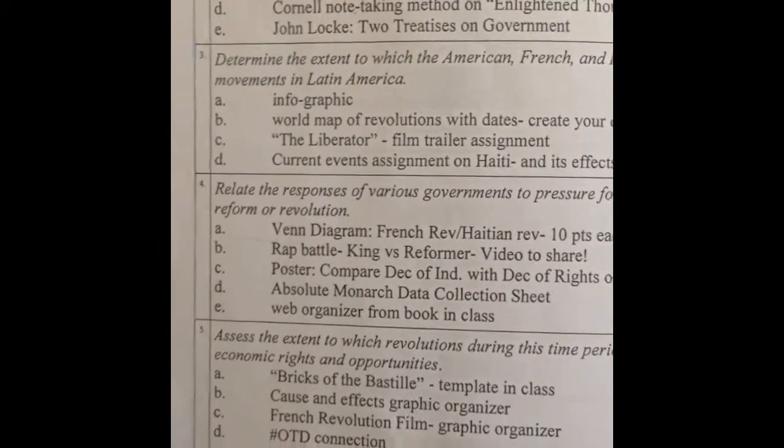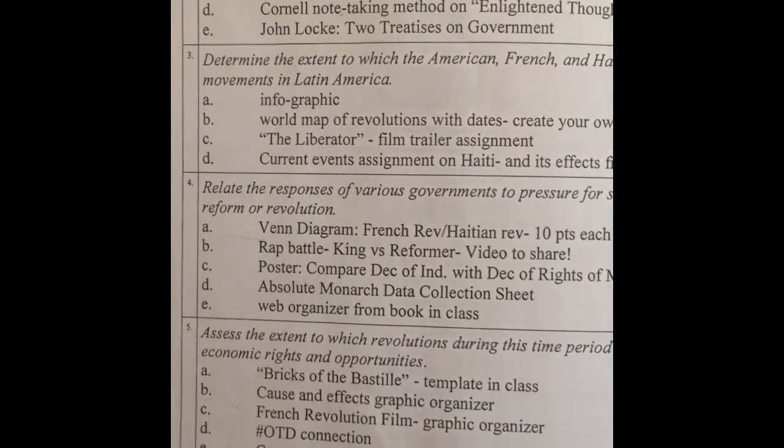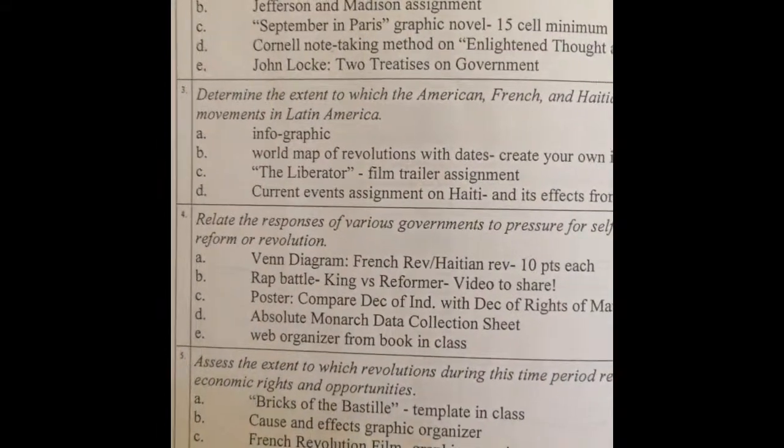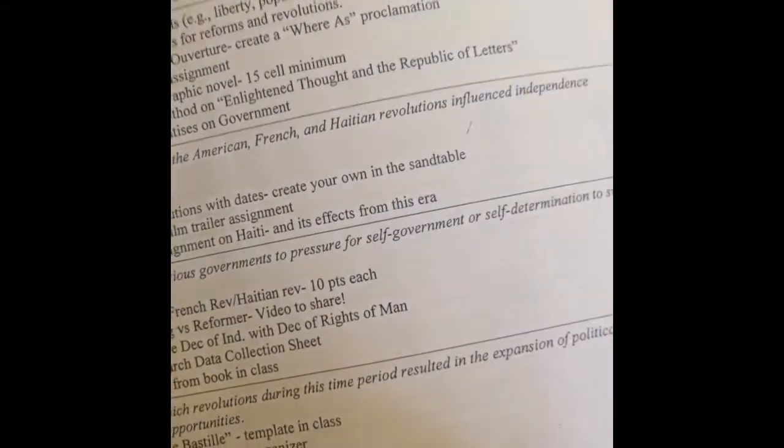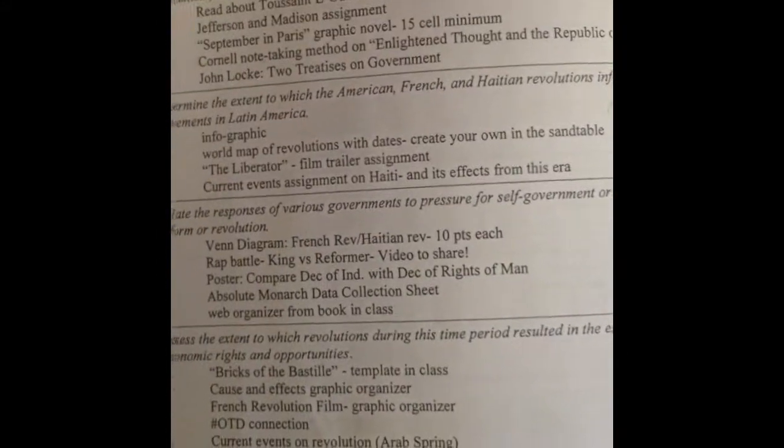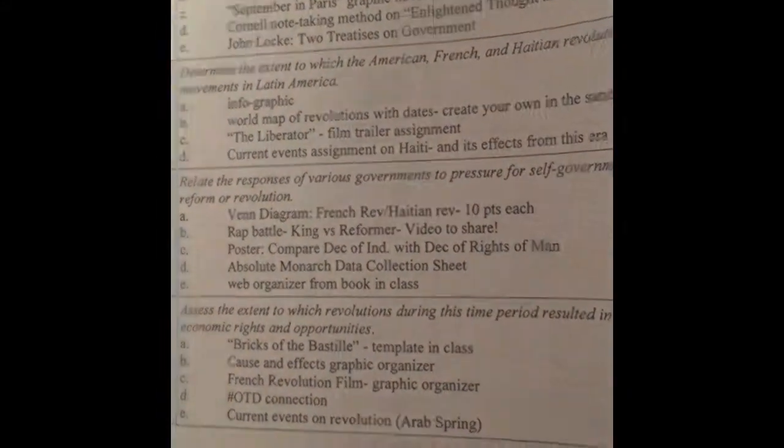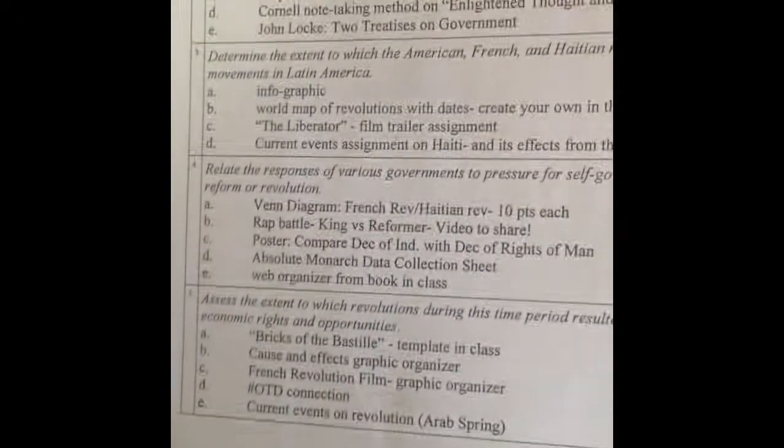Okay? Now, the first one, the Venn diagram, the French Revolution versus the Haitian Revolution, you want to have 10 points each. Many of you did this already. I was out for a substitute, right, when my daughter was sick.